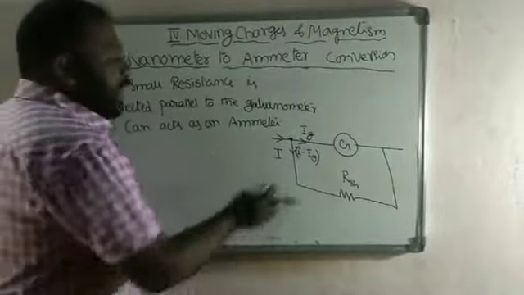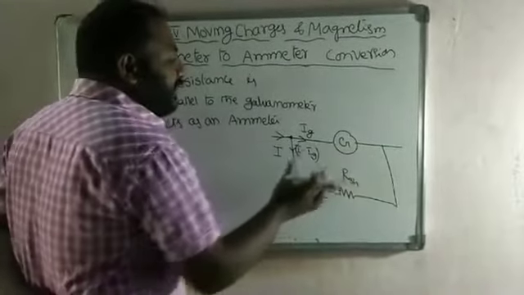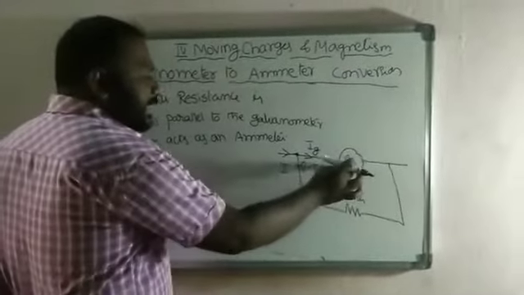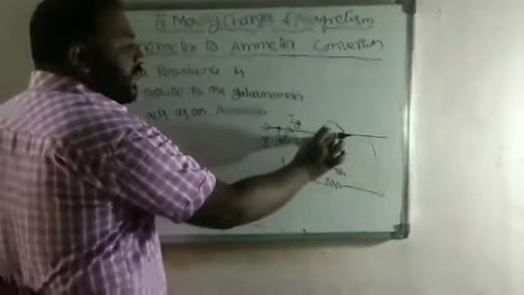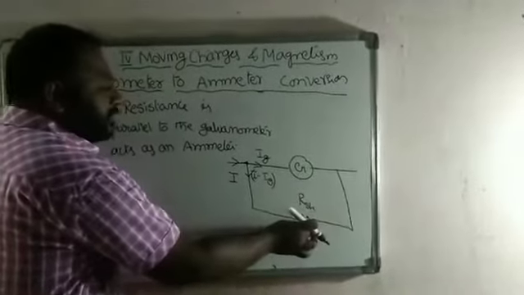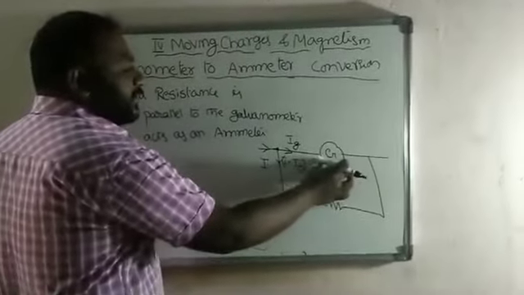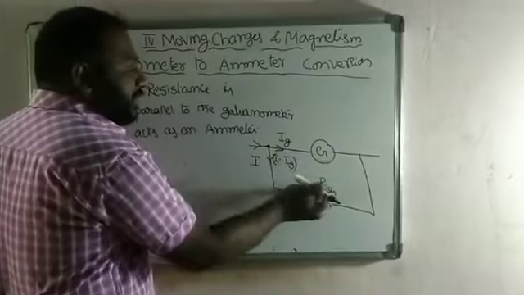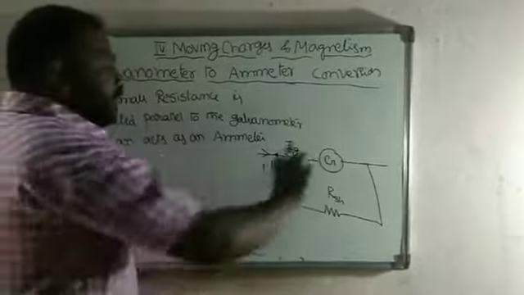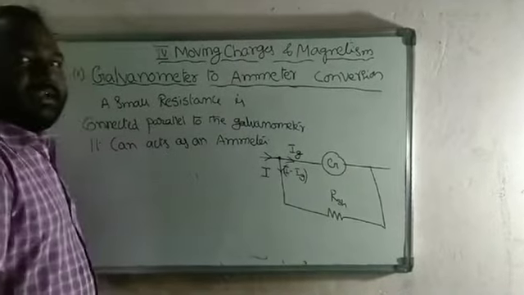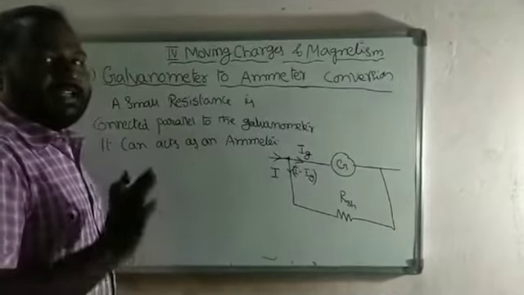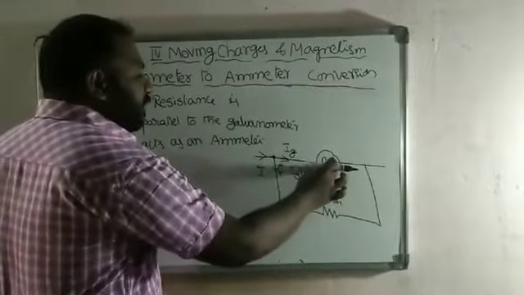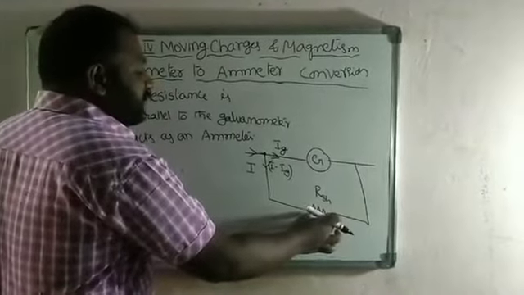Now we have to calculate how much resistance is shunted to the galvanometer to convert it into an ammeter. For that, capital G represents the resistance of the galvanometer. RSH is the small resistance which we connected in parallel to the galvanometer. Current through the galvanometer is Ig and current through the small resistance is I minus Ig. These two are connected in parallel, and whenever two elements are connected in parallel, their voltage is the same. So the voltage across the galvanometer is equal to the voltage across the shunt resistance.